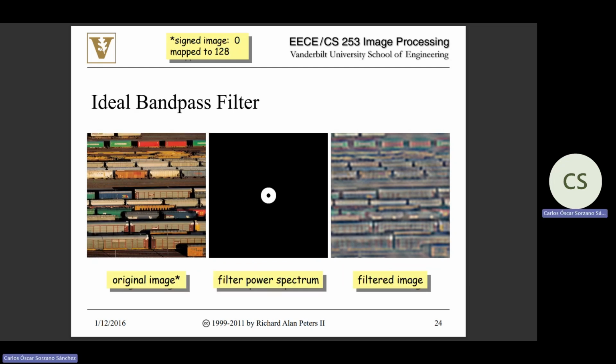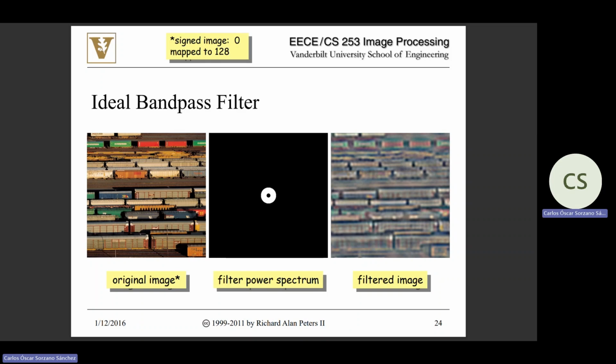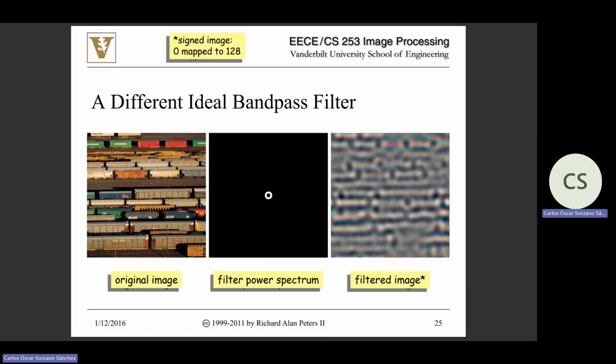And you can see that in Fourier space. So this is the power spectrum of the filter. And what if I make my low pass filter even narrower? So now I'm letting fewer frequencies pass. In the limit, what happens in the limit?